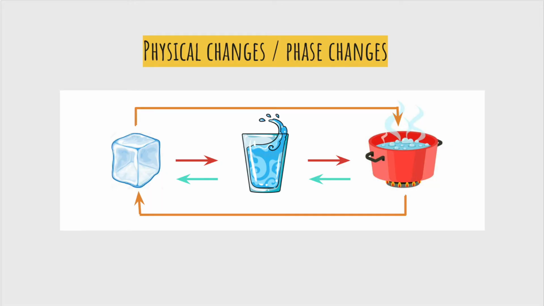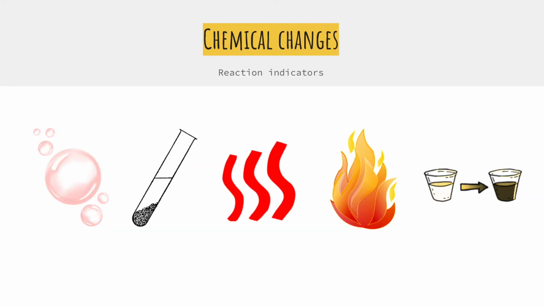Phase changes are a type of physical change that requires no change in the original makeup of the substance. Melting is going from the solid state to the liquid state. Freezing is going from the liquid to the solid state. Vaporizing or evaporation is from the liquid to the gaseous state, and condensing is from the gaseous to the liquid state. We call sublimation going from the solid state to the gaseous state, and deposition is going from the gaseous state to the solid state.